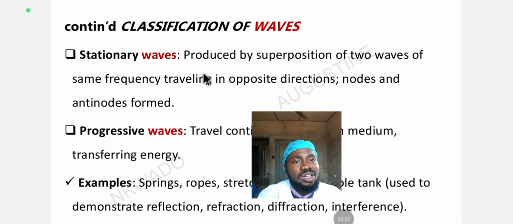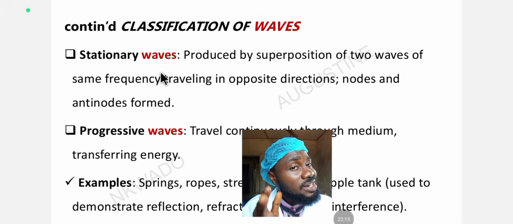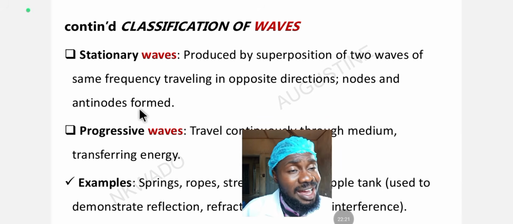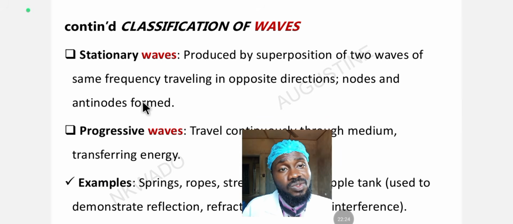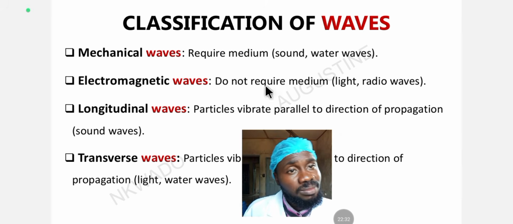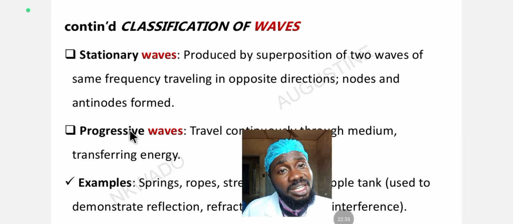Then let's look at stationary wave. The opposite of stationary wave is progressive wave. So these 6 waves are the classification of waves. Okay, so let's look at the previous ones. The opposite of mechanical wave is electromagnetic wave. The opposite of longitudinal wave is transverse wave. Then the opposite of stationary wave is progressive wave.